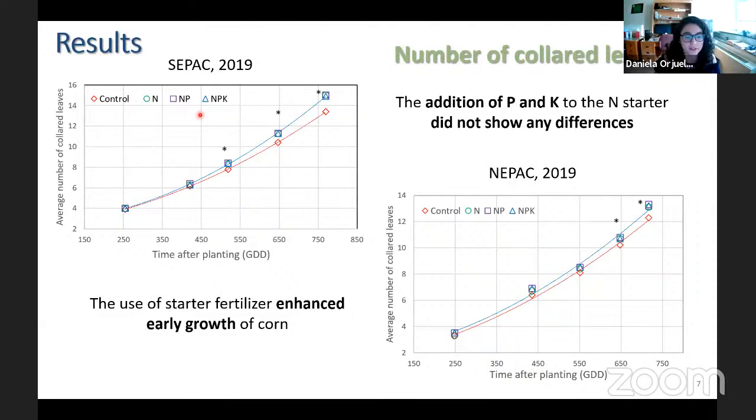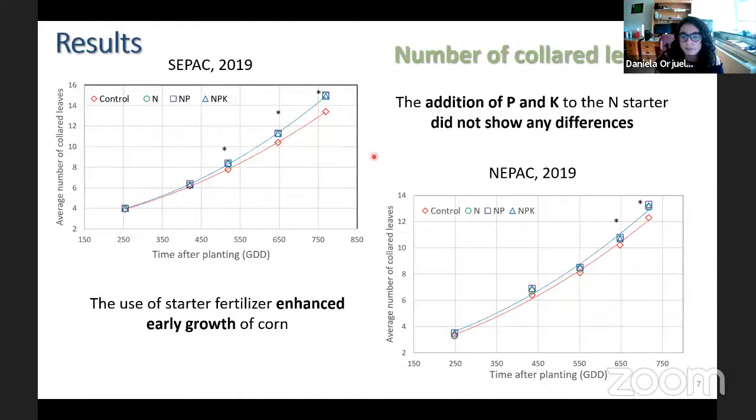For average number of leaves, we found that after V6 for CPAC, we were able to detect a difference in the number of leaves. Here we see that the starter treatment has around 0.5 more leaves than the control. Across the season, the plants keep growing, and this difference keeps getting bigger. At the last sampling date for average number of leaves, the starter treatments have around one more leaf than the control treatments.